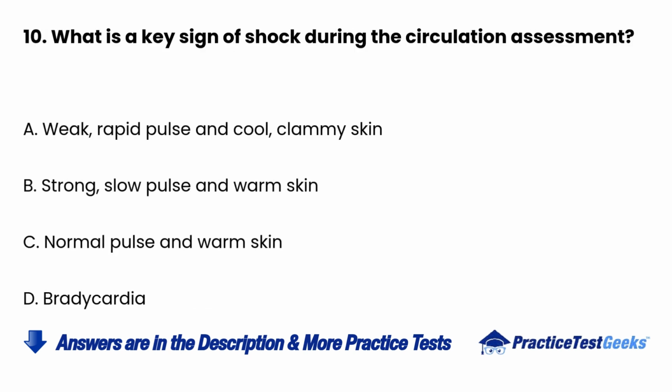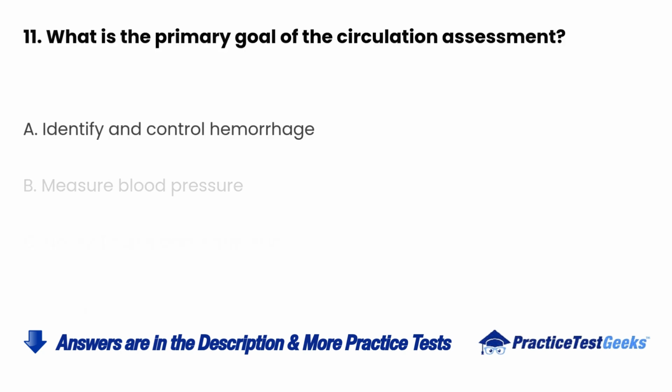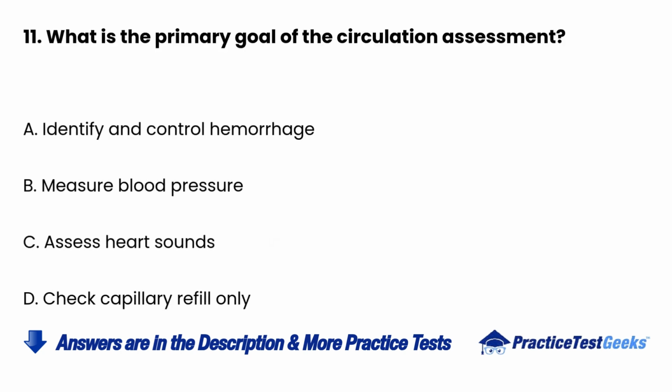10. What is a key sign of shock during the circulation assessment? A. Weak, rapid pulse and cool, clammy skin. B. Strong, slow pulse and warm skin. C. Normal pulse and warm skin. D. Bradycardia.